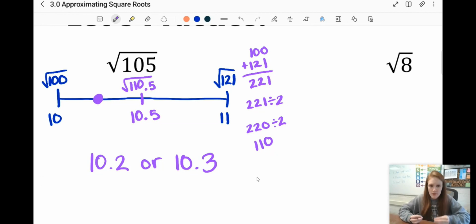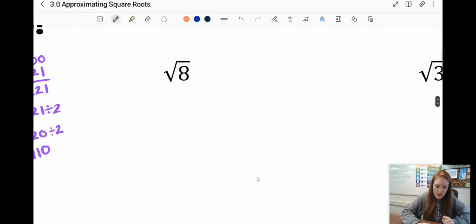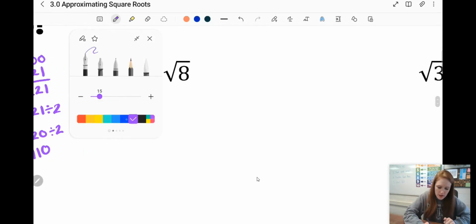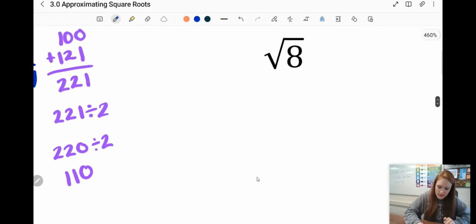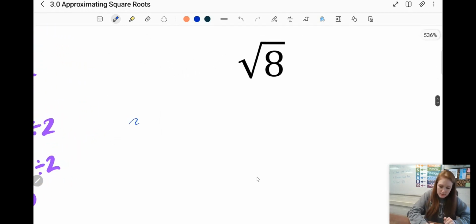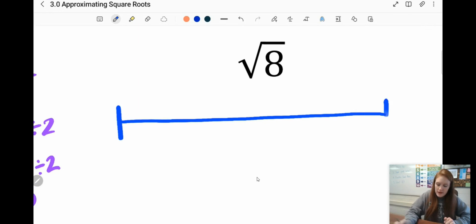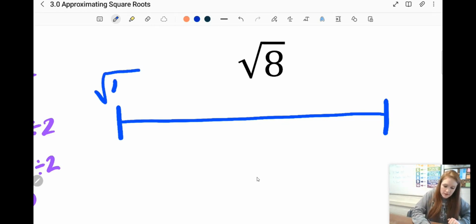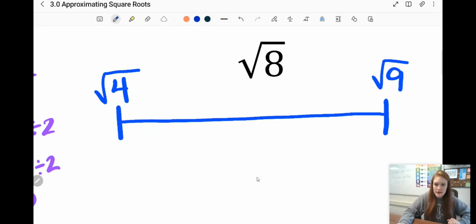So that's what we're gonna try to keep doing, okay? We're gonna find that lesser square root, find the greater square root, find the middle, and then place our point where it belongs, okay? So let's try a new one, the square root of 8. So again, I'm going to draw my number line here, and looking at my pink sheet, I would see that the lesser square root would be 4, and the greater square root would be 9.